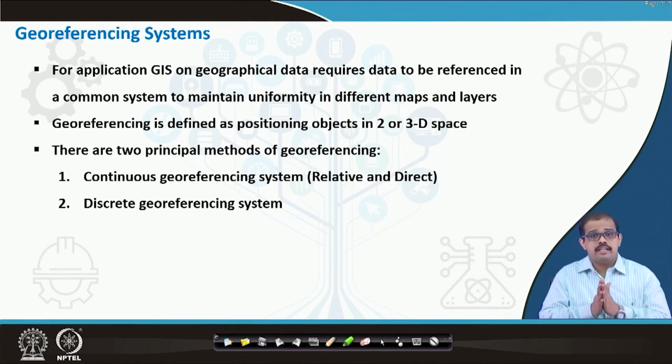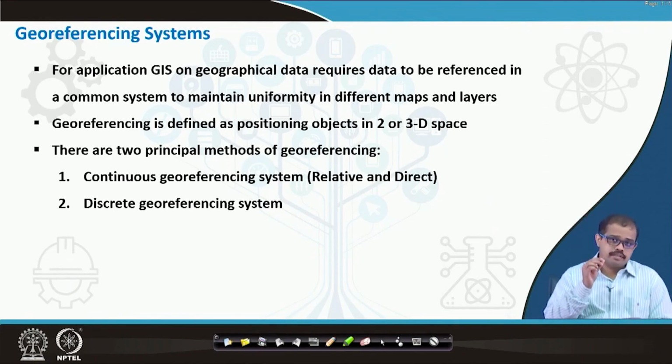So when you are converting a 3D earth surface into a 2D map, you will follow a certain way of georeferencing style.